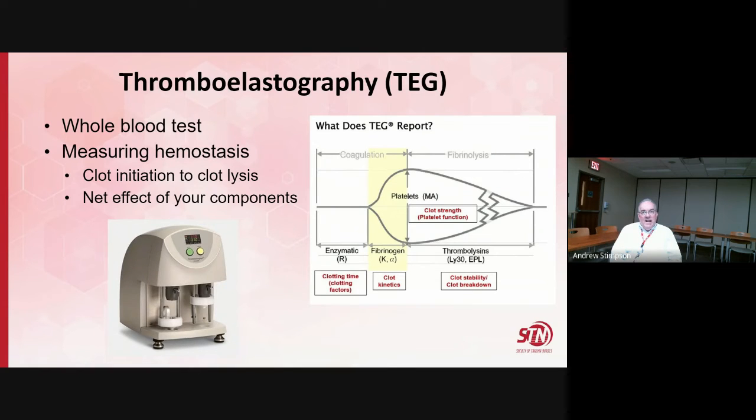TEG, or thromboelastography, we're using this more and more in trauma centers. It's a whole blood test. When we get a PT or an INR, that measures certain specific aspects of your coagulation function. When you get a TEG, it looks at clot initiation and lysis as well. So it looks at the net effect of all the components in your blood and how well it clots.